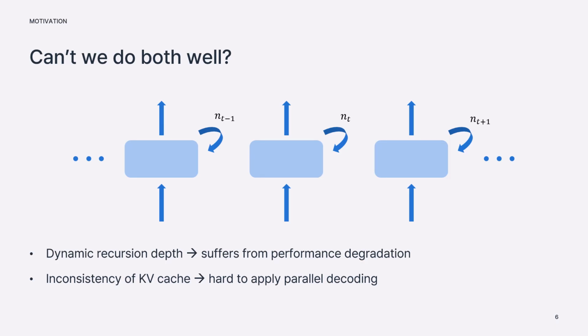A natural question is, can we combine both axes in one model? Concretely, in a recursive transformer, can each token's number of recursions be decided dynamically? Prior work often avoided dynamic recursion depth due to performance degradation and KV cache inconsistencies, defaulting to fixed recursion depth. This work addresses both issues: stable dynamic routing of recursion depth and a KV sharing scheme that remains consistent.